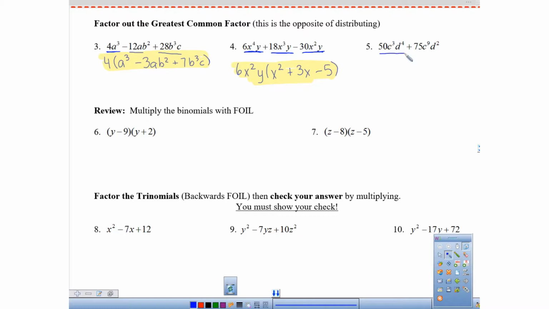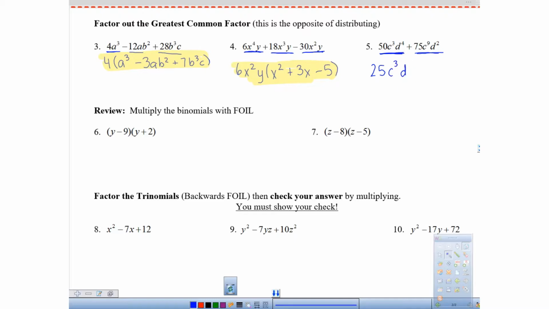Okay, 50 and 75. You could take out a 5, but that's not the greatest number you can take out. The biggest you can take out is a 25. C's, you have 3 and 9. So what's the most I can take? I can only take out 3 because that guy doesn't have more than 3 to give.